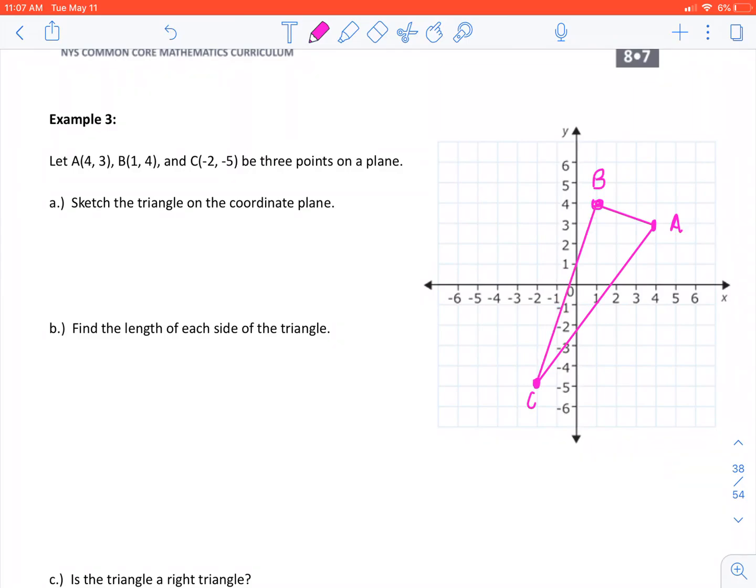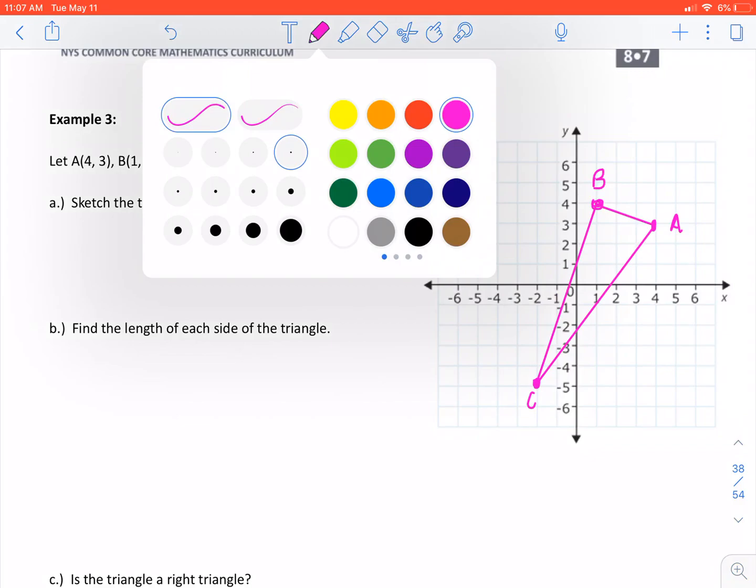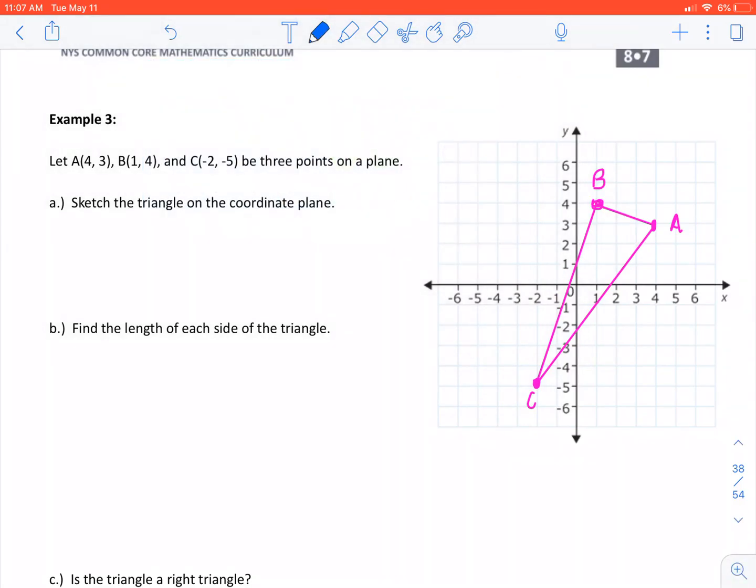Okay, part B says let's find the length of each side of the triangle. All right, so there's no straight lines right on the grid that you can count the spaces, so we're going to actually have to find each one of these. Okay, so let me change colors here. I'm going to try to make right triangles where we can actually count the different, oh, you know what? We just learned the distance formula. Let's do that instead. Let's find the distance of AB using the distance formula.